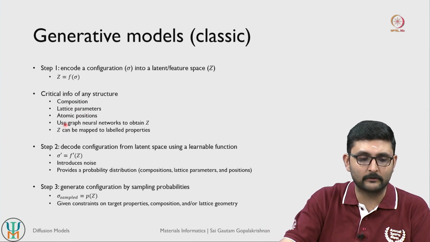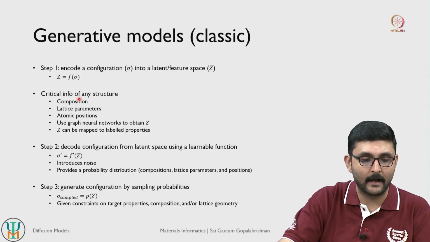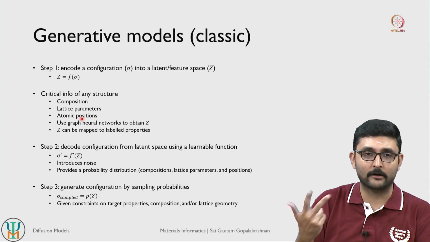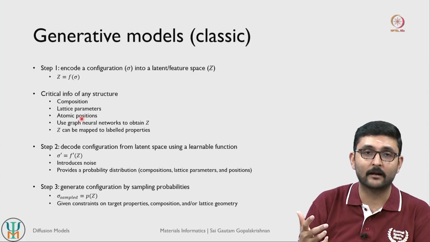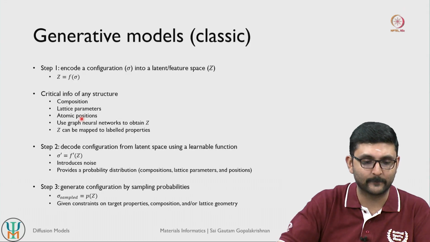And then within the box you also worry about where the atoms are located. So atomic positions are very important, right. So, what is the composition, where do the atoms sit, and what is the box? These are the 3 parameters of any structure that you would like to encode in some kind of a higher dimensional space.